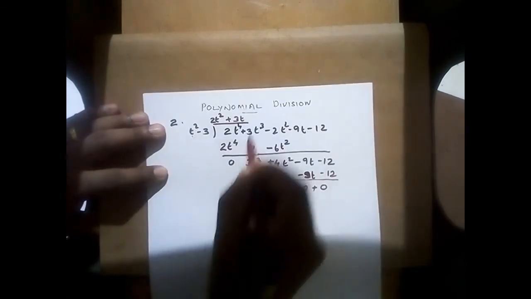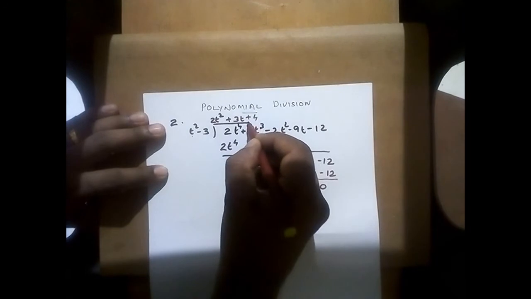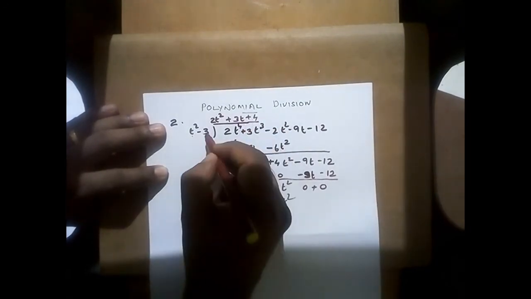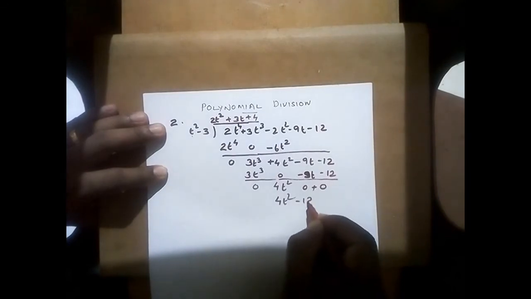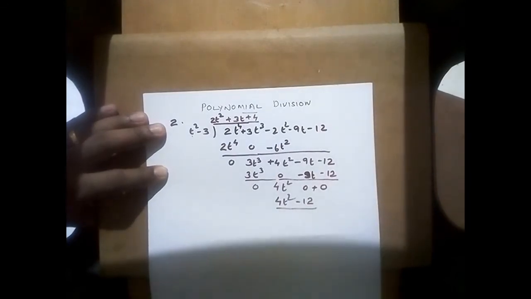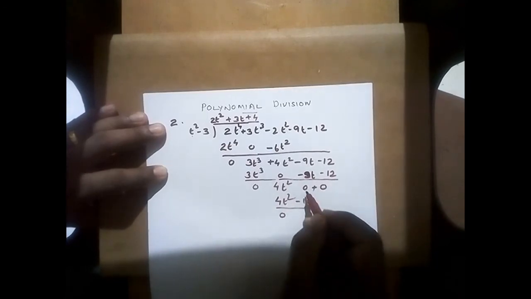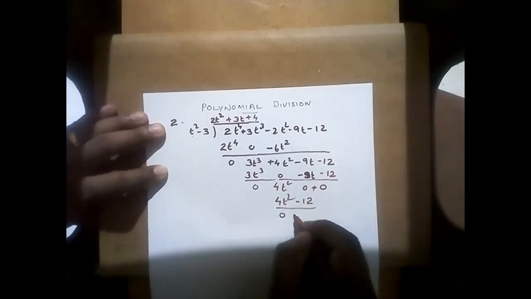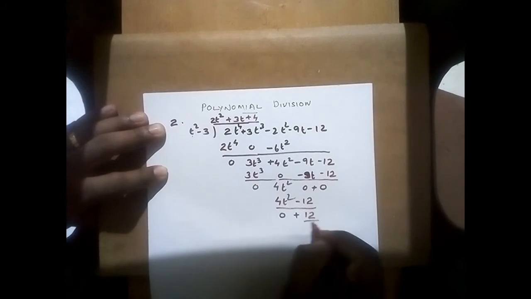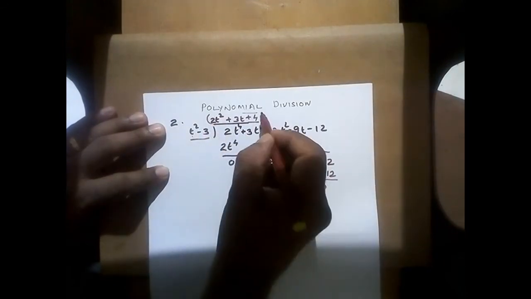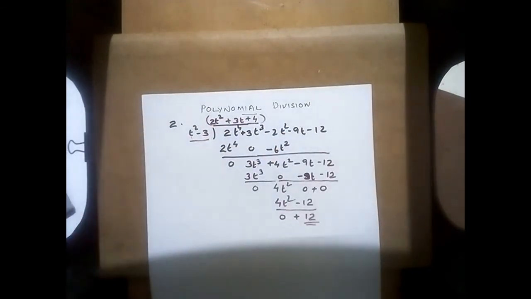Here it is t square, so we have to multiply by 4. 4 into t square is 4t square, 4 into minus 3 is minus 12. 4t square minus 4t square is 0. 0 minus of minus 12 is plus 12. So the quotient is 2t square plus 3t plus 4 and the remainder is 12, the divisor being t square minus 3.